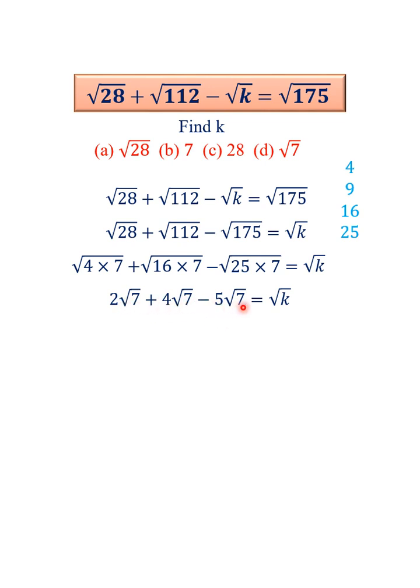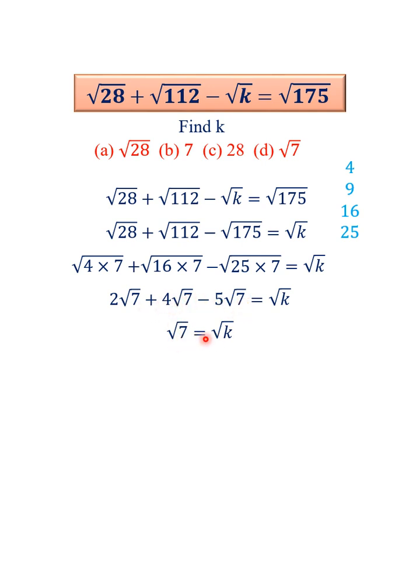Now the left-hand side terms are similar surds, because the irrational parts are the same, root 7 and root 7. So we can add and subtract them. 2 root 7 plus 4 root 7 gives us 6 root 7. 6 root 7 minus 5 root 7 gives us root 7. So root 7 equals root k. It's just like saying 2x plus 4x gives us 6x, and 6x minus 5x gives us x, where we are replacing root 7 by x. So that is how you operate surds in addition and subtraction.